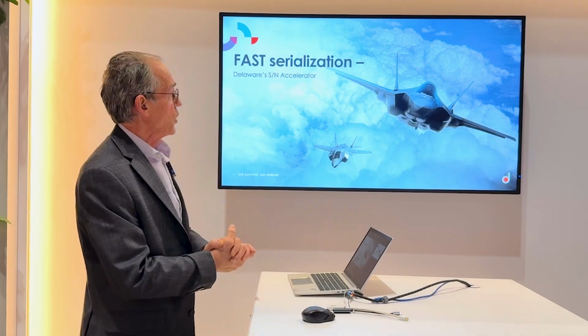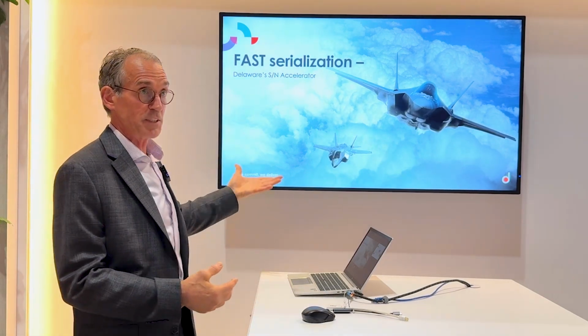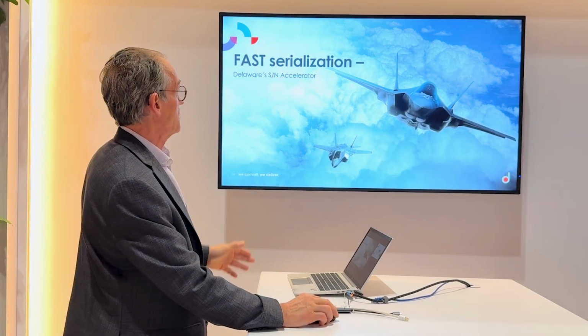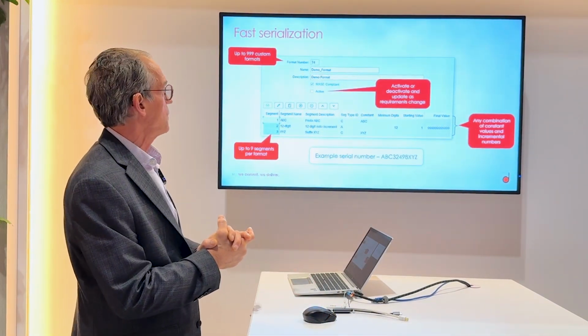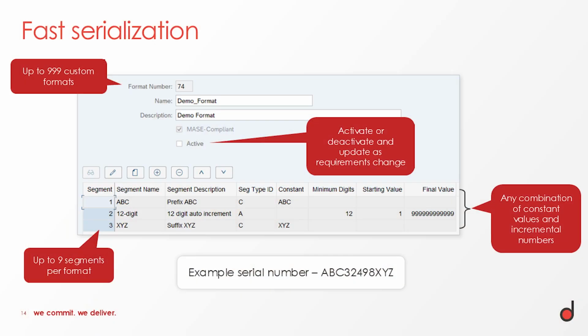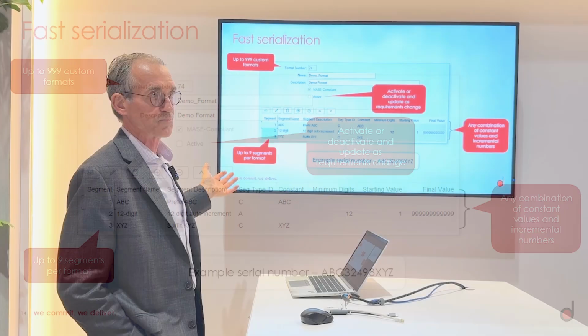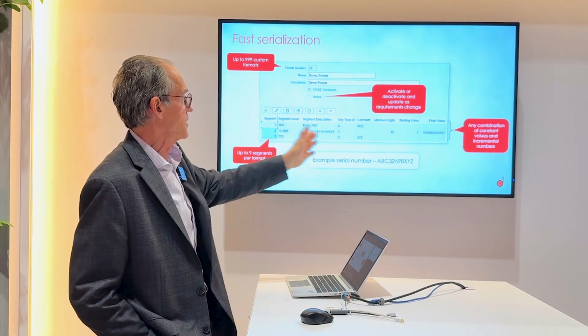Right? So the accelerator that's built into there is fast serialization. And so we've done this for a number of clients too. It's important for manufacturing to be able to assign a custom serial number format. So we can define up to 999 formats. They can have up to 9 different segments.